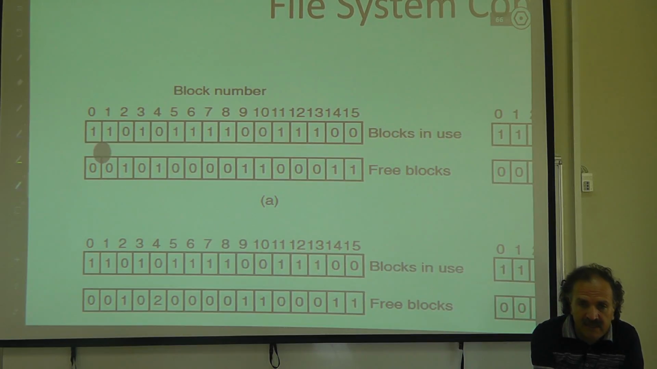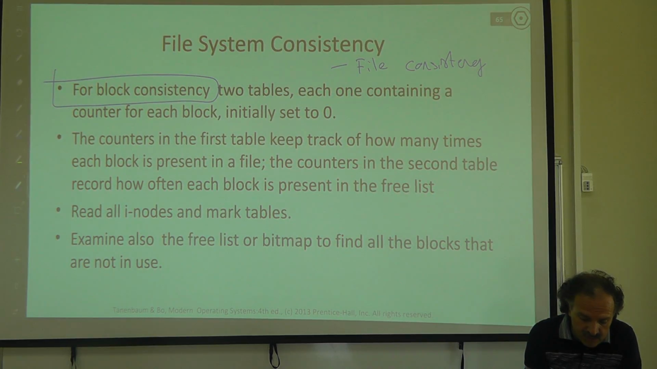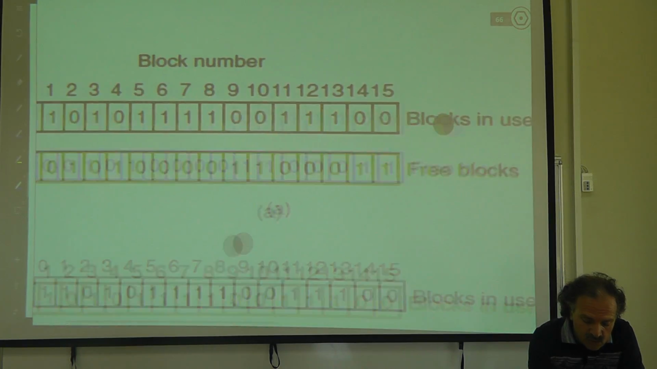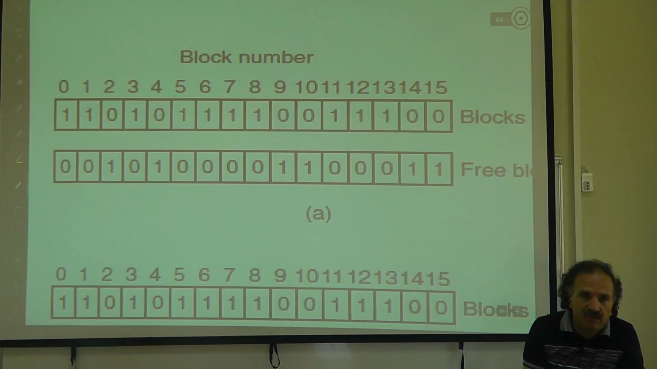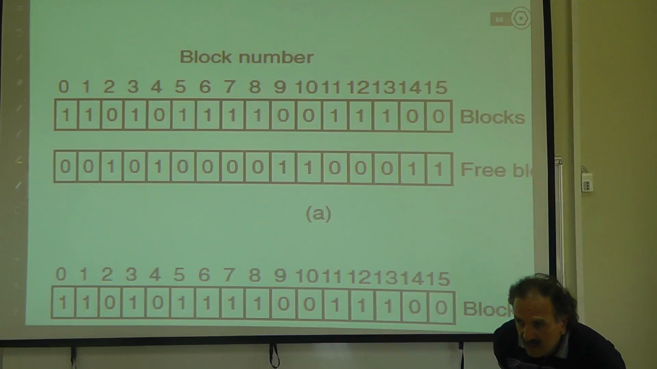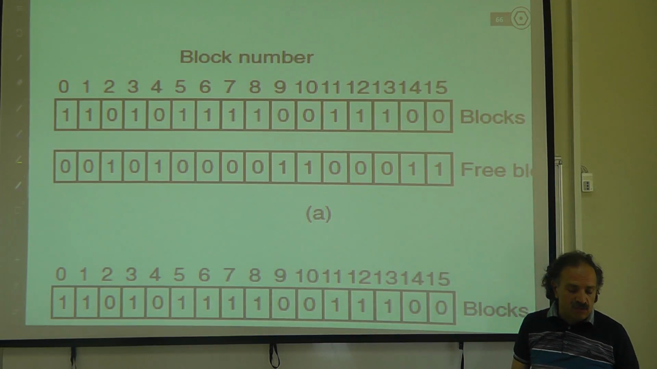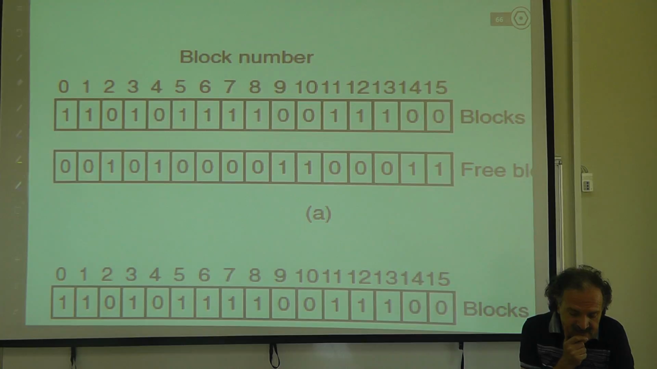These are not binary, by the way. These are integers. So this is how the algorithm works. The counters in the first table keep track of how many times each block is present in a file. For a consistent file system, these numbers should be either 0 or 1, because a block could only be a part of a single file. Either it's a part of a file or not.